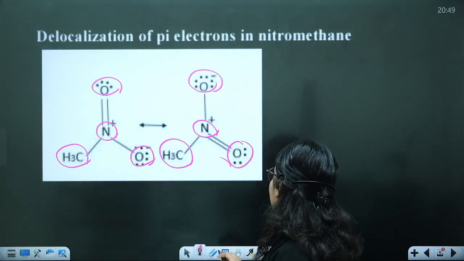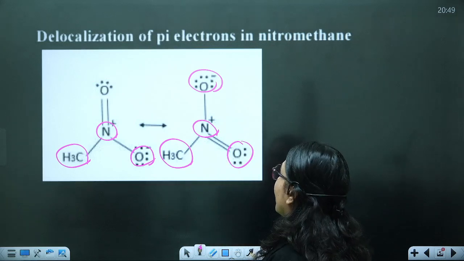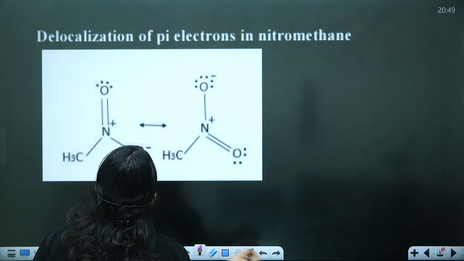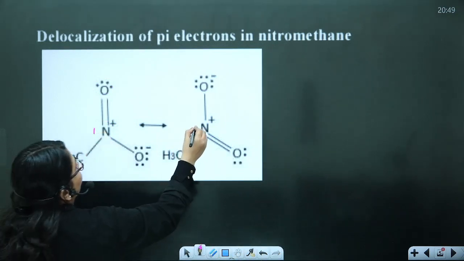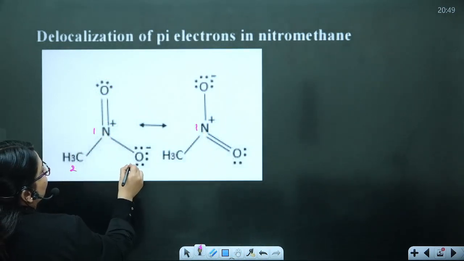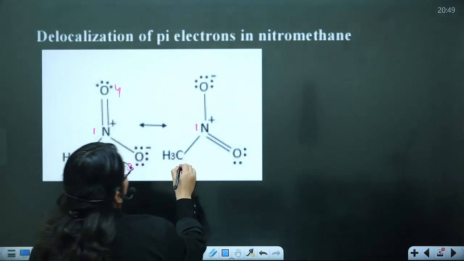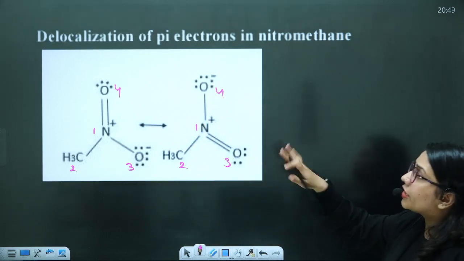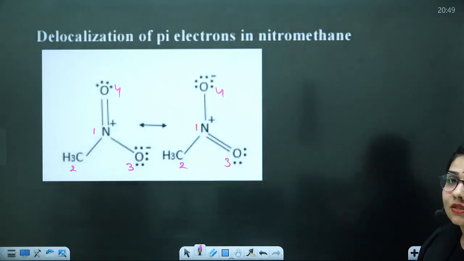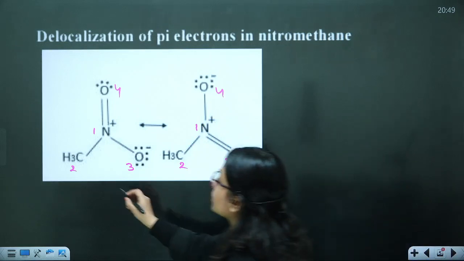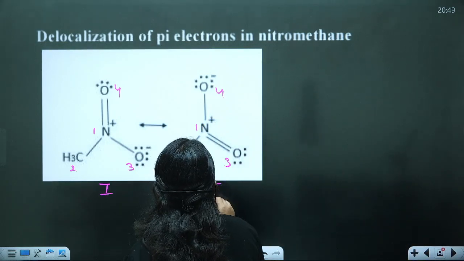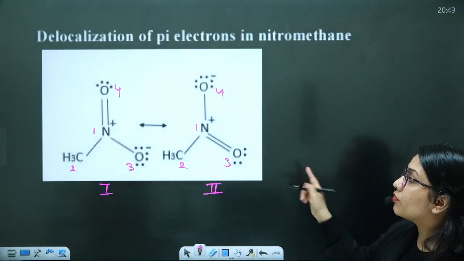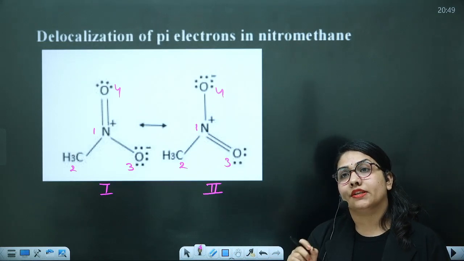If I have to give them numbers, I am giving them 1, 2, 3, 4. So we can say the atoms 1, 2, 3, 4 are exactly at the same places in structure 2 where they are in structure 1, okay. So we will not touch the position of the atoms while writing the resonating structures.